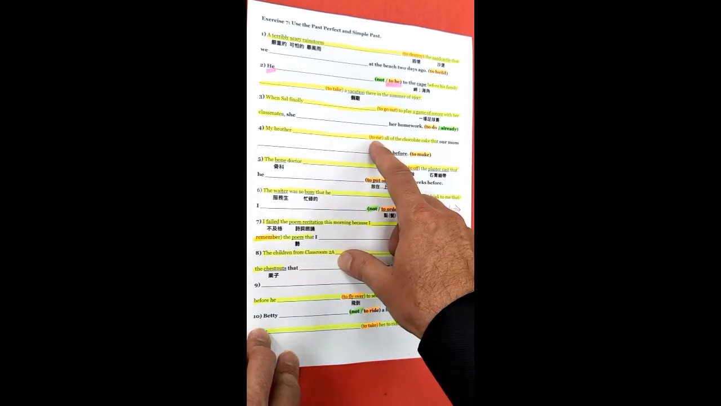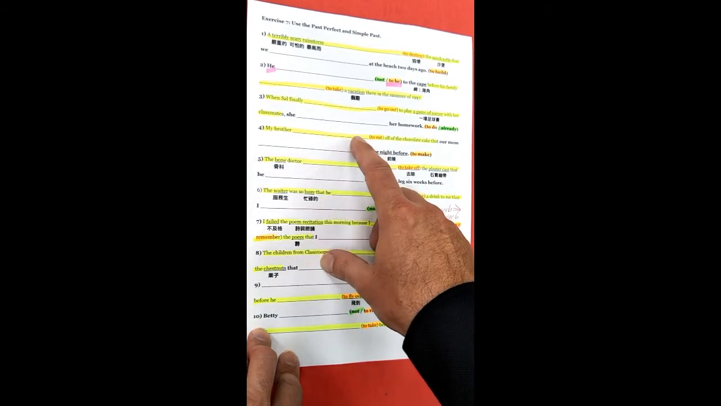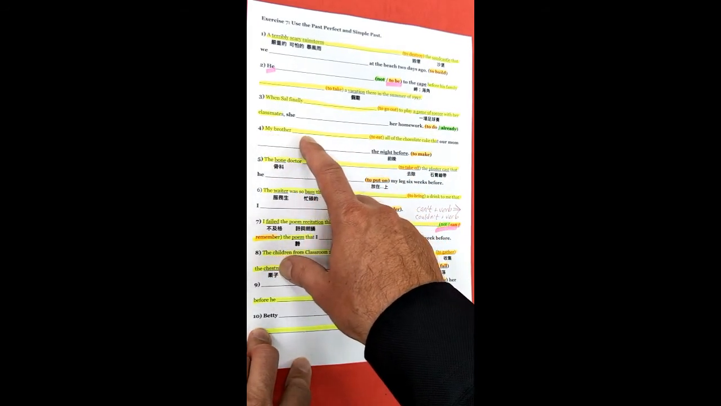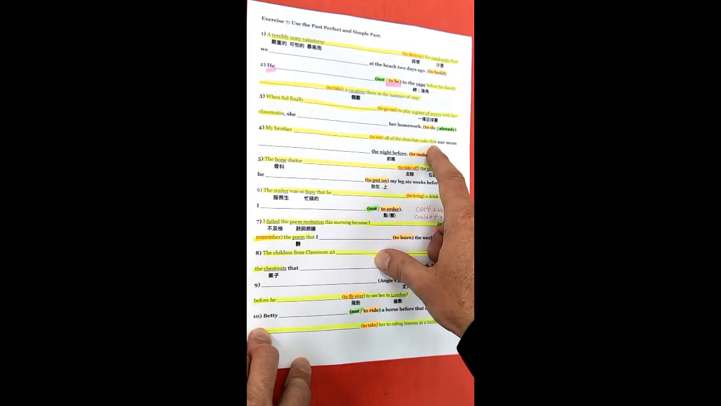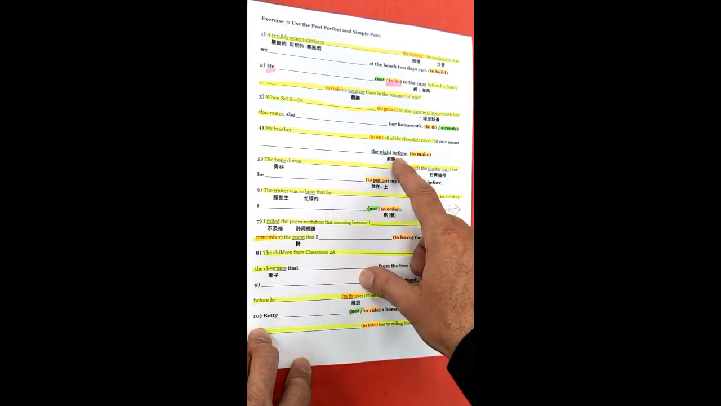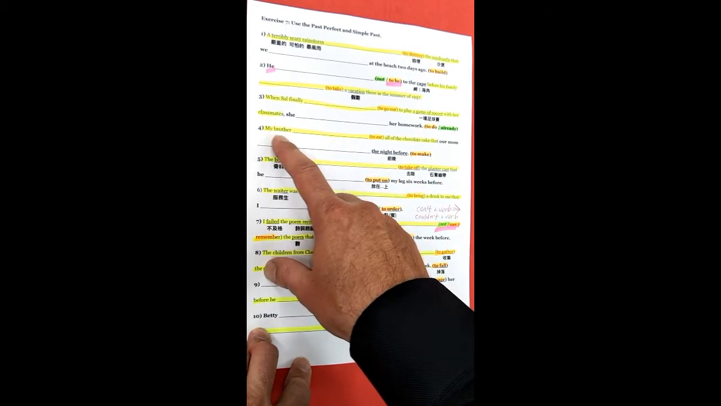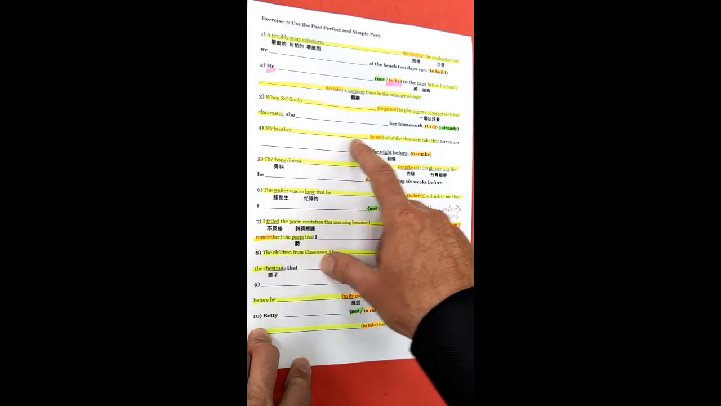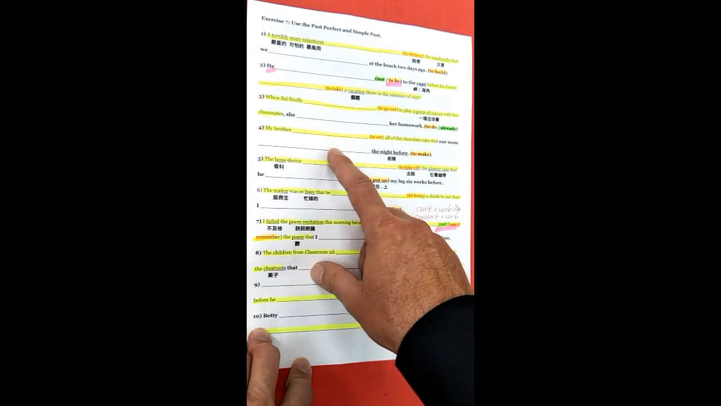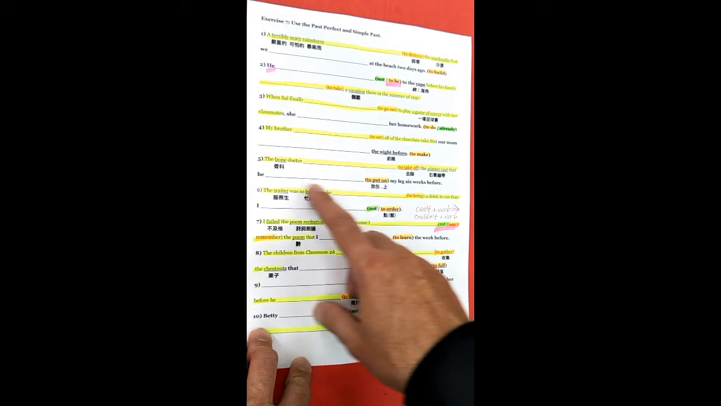Number 4, to eat. Eat, ate, eaten. To make. Make, made, made. My brother ate all of the chocolate cake that our mom had made the night before.